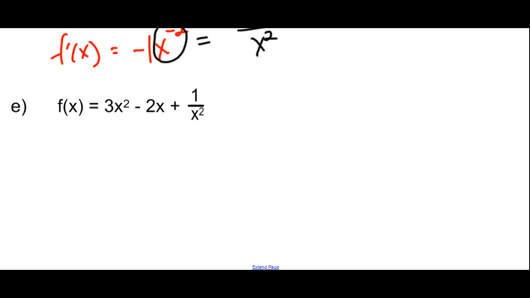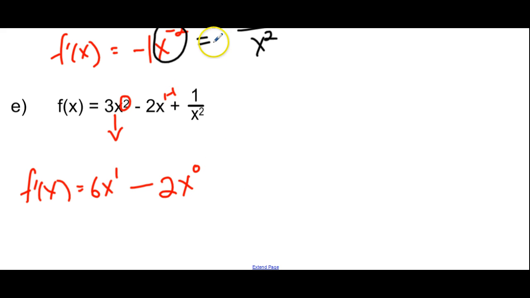Last problem, we have f of x equals 3x squared minus 2x plus 1 over x squared. So all I'm going to do is find a derivative, but do it one by one. So this equals this one first. We take the 2, we multiply it to the front number, that's a 6x. 2 minus 1 is just 1. We don't have to write that, but I'm going to write that just to show you. So minus 2x to the first power, right? So 1 times 2 is just 2, x, then 1 minus 1, which is 0. So this is x to the 0, but we all know that x to the 0 is just 1, so let's just get rid of it.